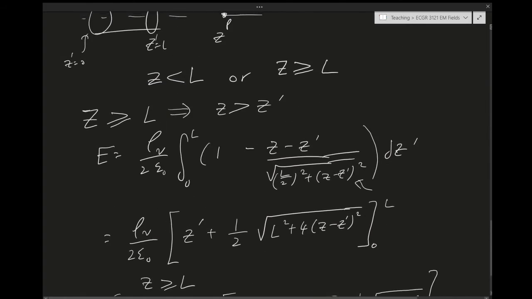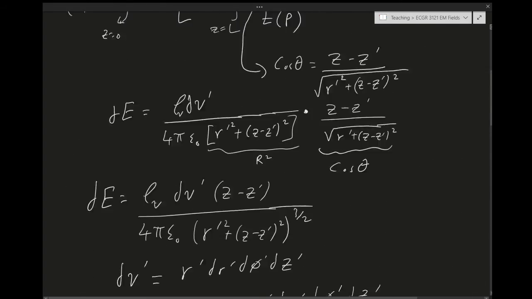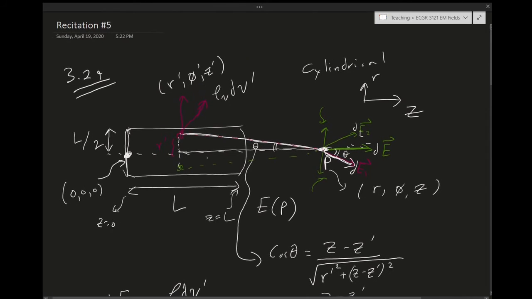If z is smaller than L, meaning that the point I'm interested in finding the field at is within the material, this is where the point is. So when we're doing that integral across Z prime, sometimes Z prime will be smaller than Z in this region. Other times Z prime is going to be larger than Z. So this is Z here, and this is Z prime smaller than Z. And in this region, Z prime is larger than Z.